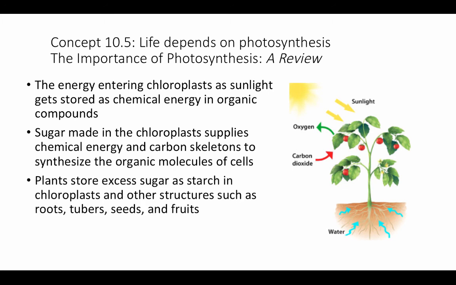When plants are very productive and they have excess sugar, they're going to store that sugar as starch in the chloroplasts and also in other structures such as roots, tubers, seeds, and fruits, the kinds of things that we like to eat with all of that stored energy in them. And of course, organisms eat all parts of plants, right? They eat the leaves, they eat the stems, they eat the fruits, and so this is basically the driving force, the source of all of the chemical energy in the biosphere.